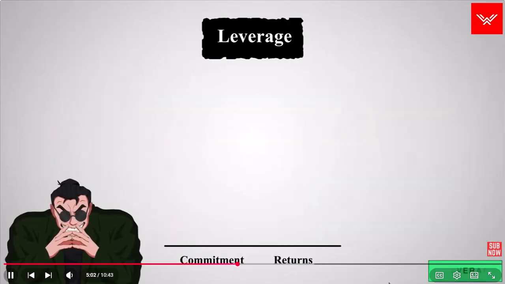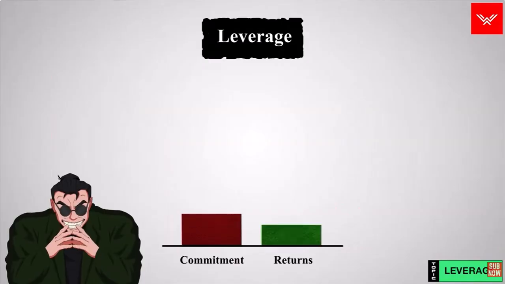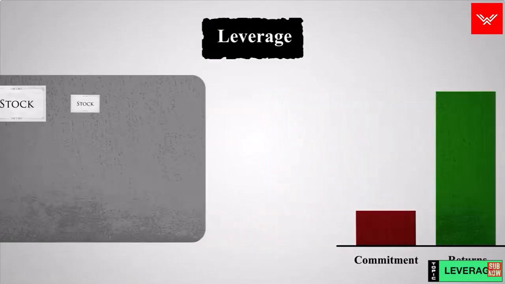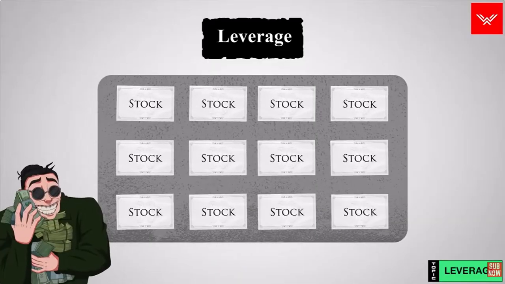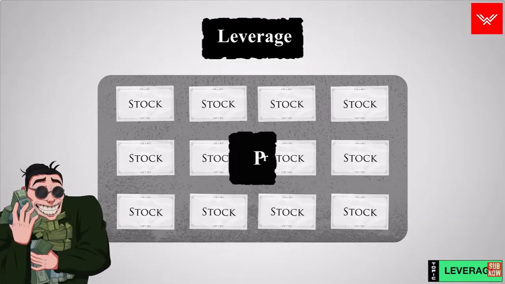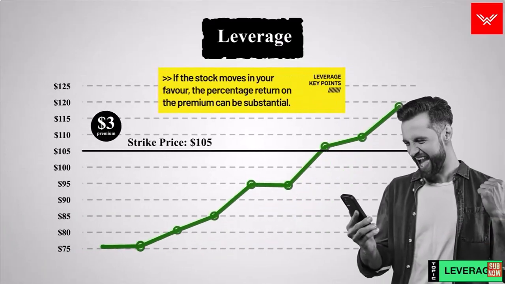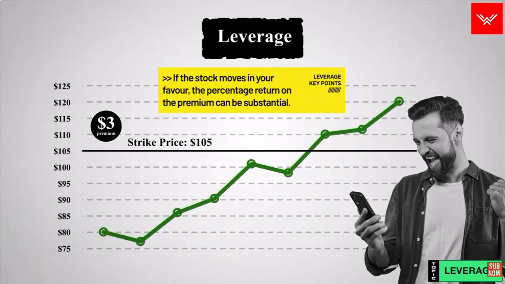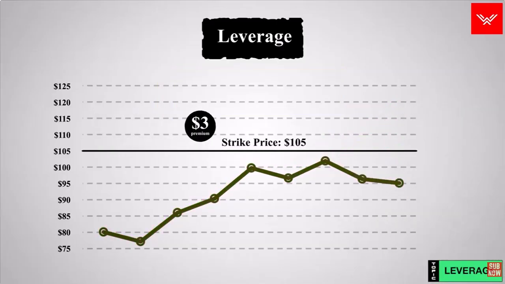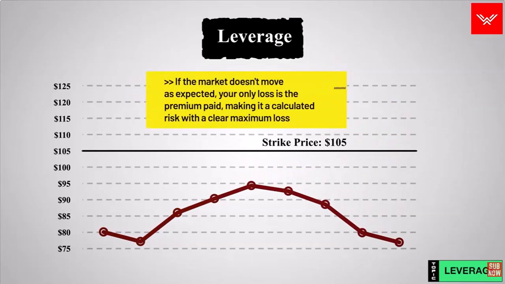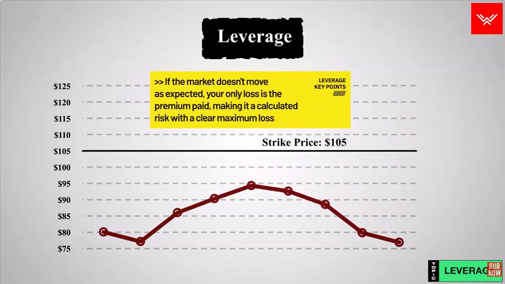Second is leverage. Options trading also offers a smaller financial commitment with potentially higher returns. This is because options allow you to control a larger amount of stock with a relatively small investment, the premium. If the stock moves in your favor, the percentage return on the premium can be substantial. However, if the market doesn't move as expected, your only loss is the premium paid, making it a calculated risk with a clear maximum loss.